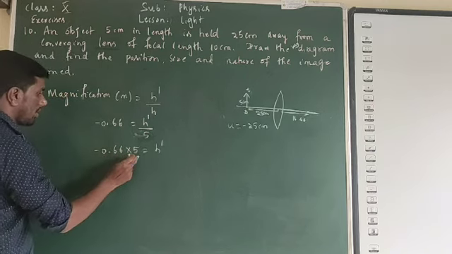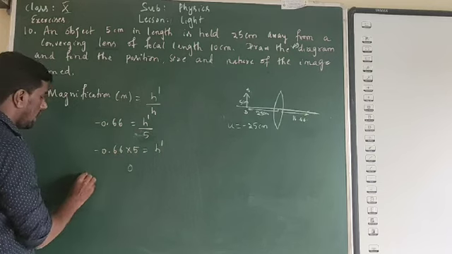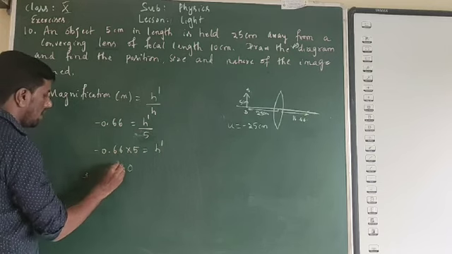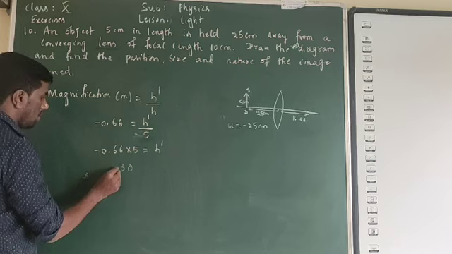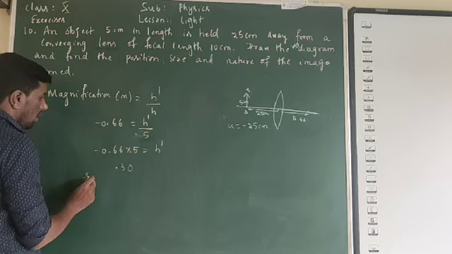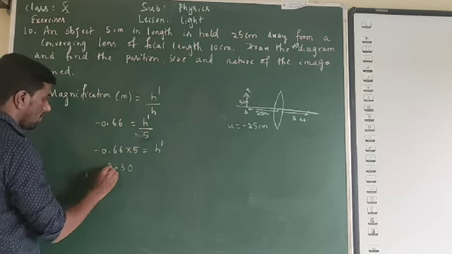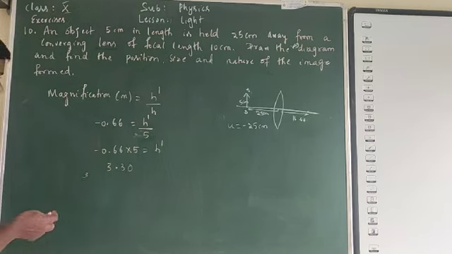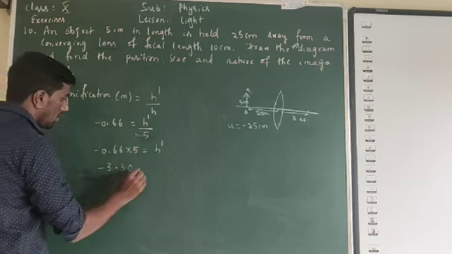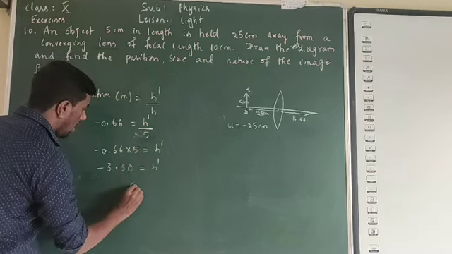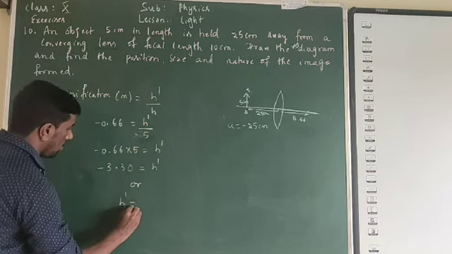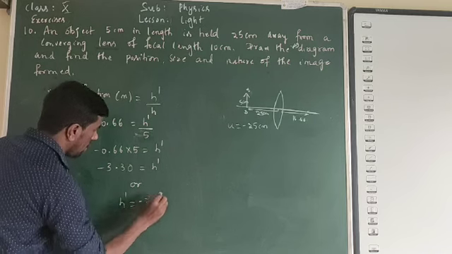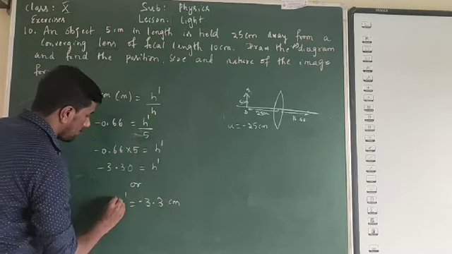So multiply this. 5 6s are 30, 5 6s are 30, 33. So 3. So 5 0 0. Okay. 5 0 0 0 plus 3 will become 3.30. Correct, 3.30. The negative sign as it is, so h dash is equal to minus 3.3 centimeter.